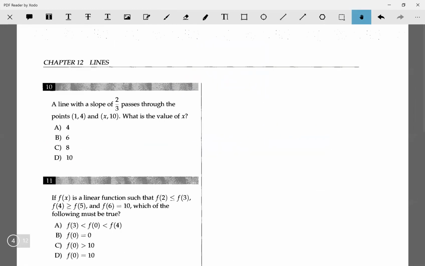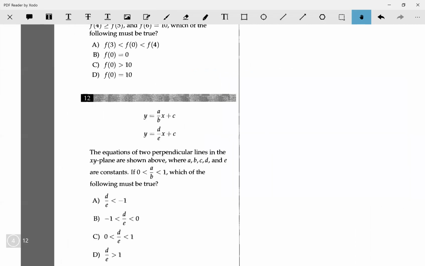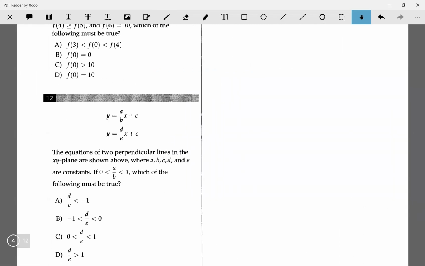Okay, number 12. The equations of 2 perpendicular lines in the xy plane are shown above, where a, b, c, d, and e are constants. If a over b is between 0 and 1, so it's less than 1, but it's a positive number, which of the following must be true? In this case, what I want to do is give myself an example. I would just pick a random fraction between 0 and 1. So let's say 1/2.